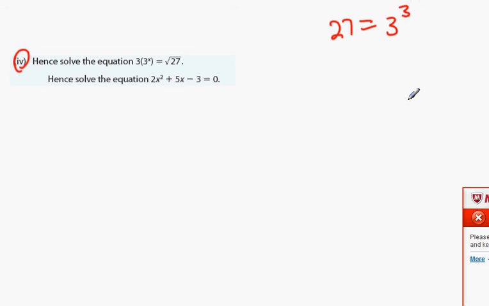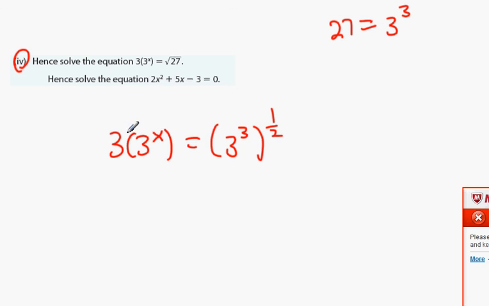Okay, that's easy enough. So we're going to get 3 to the power 3x equals the square root of 3 to the power 3. Is everybody happy with that? Now what does the square root sign mean again? It means to the power of a half. So you can get rid of the square root sign and you put in the power of a half.